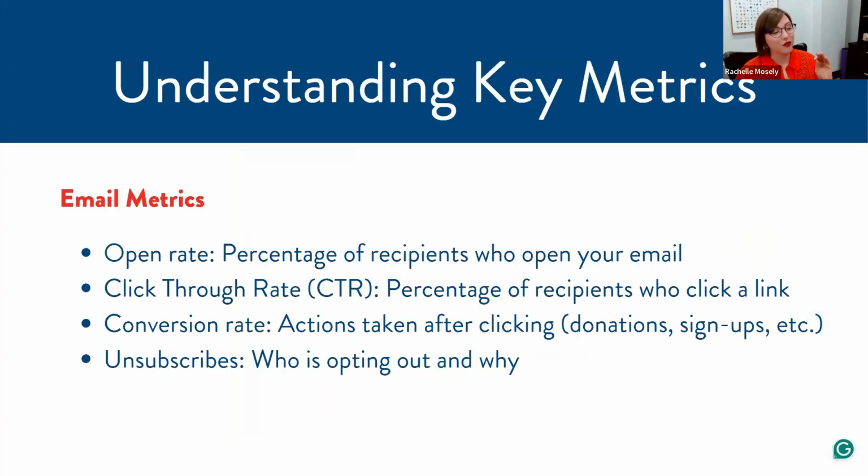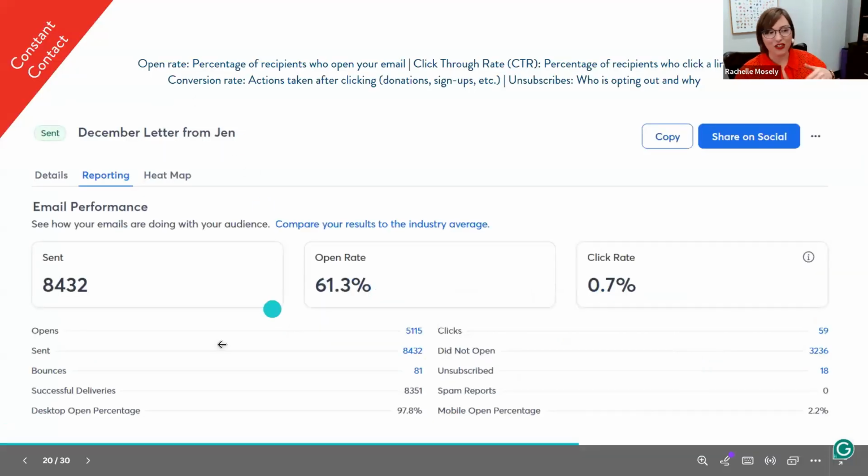Sorry, email metrics. So there's 4 things here. We have the open rate, and that's going to be the percentage of recipients who open your email. We have click-through rate, which will be the percentage of recipients who click on a link. Conversion rate, which will be those actions taken after clicking, so donations, signups for events, things like that. And then unsubscribes, which we just talked about, like who is opting out and why. So I went through all of those so we can look at them here on this one page.